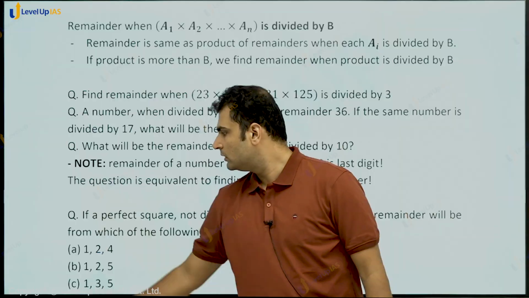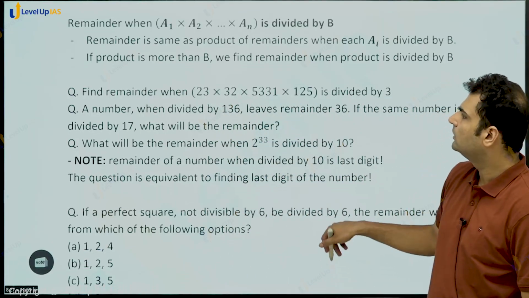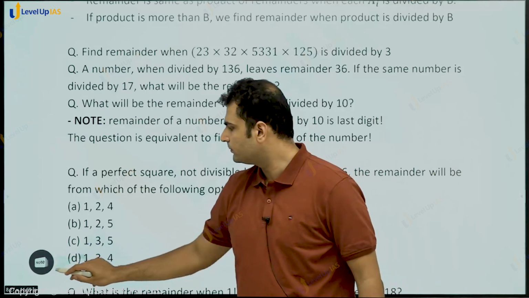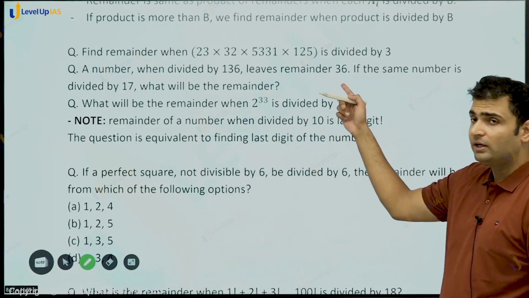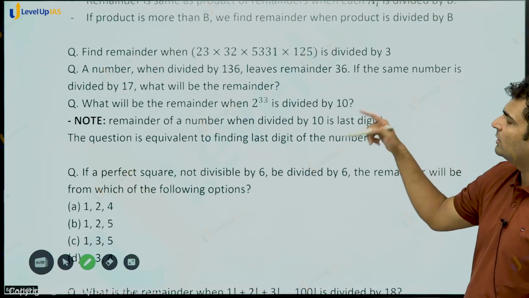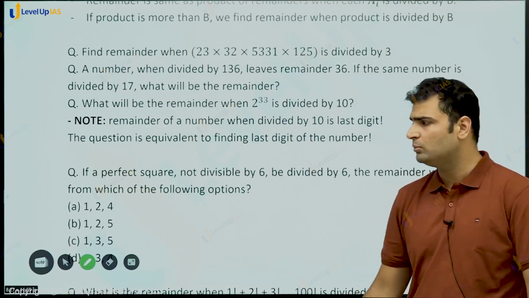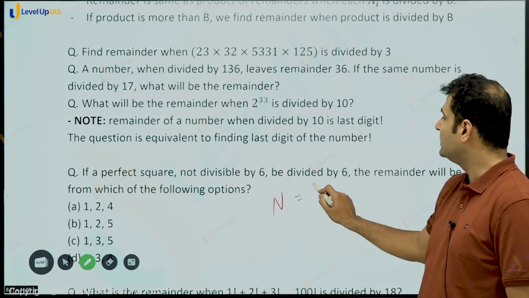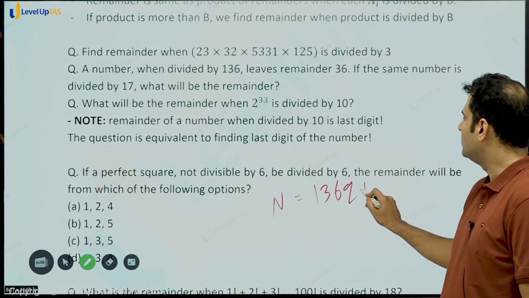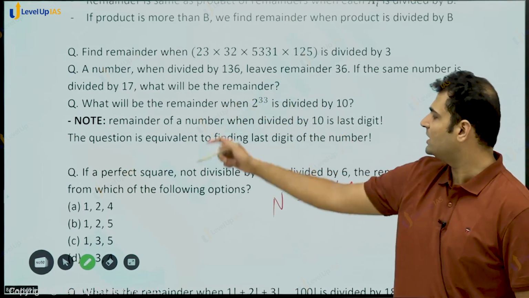Fine. Let us see next question. A number when divided by 136 leaves remainder of 36. If the same number is divided by 17, what will be the remainder? Again, it's the same question. Just write it. A number, let it be n. It is being divided by 136. Remainder is 36. We want to divide this number by 17.